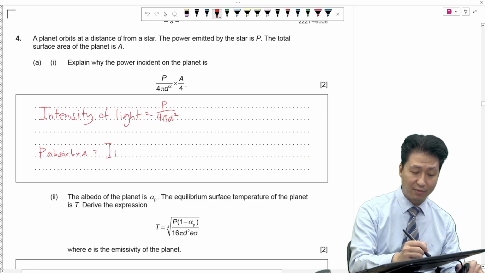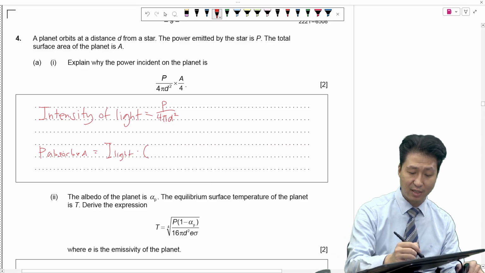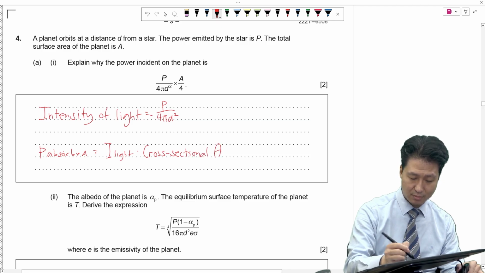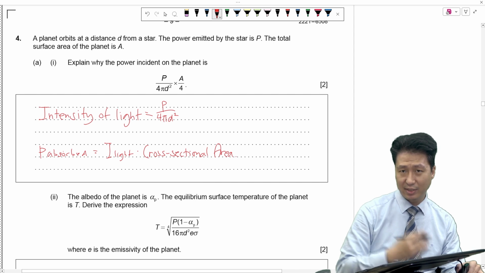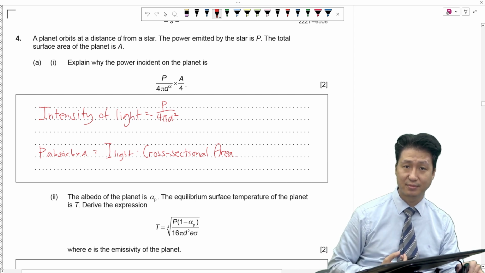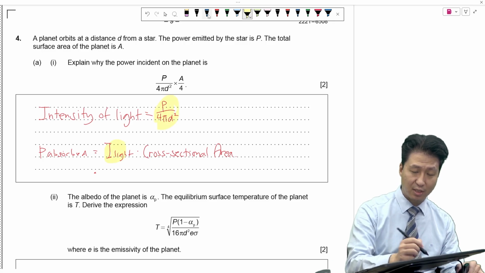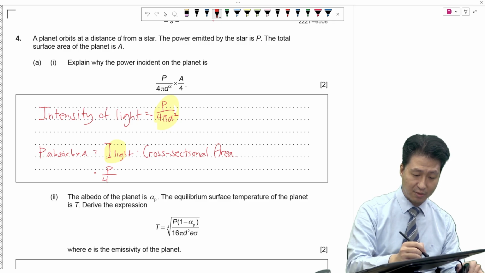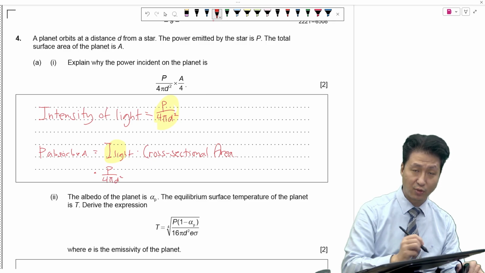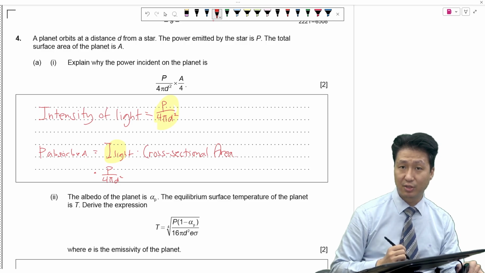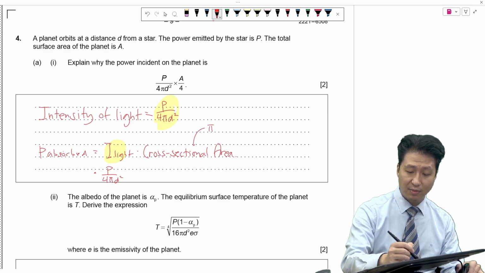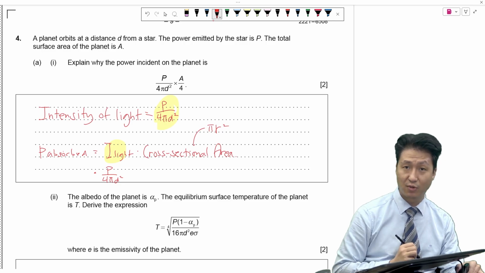It's equal to the intensity of the light times the cross-sectional area of the object. Basically, the area of the shadow created by the object. In this case, we'll use this here. So power over 4 pi d squared. Now what about the cross-sectional area? The cross-sectional area is simply pi r squared, where r is the radius of the planet.